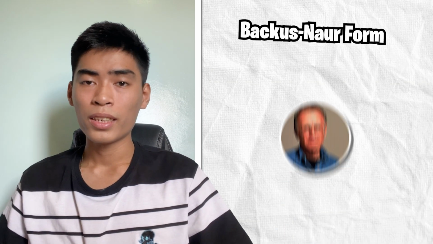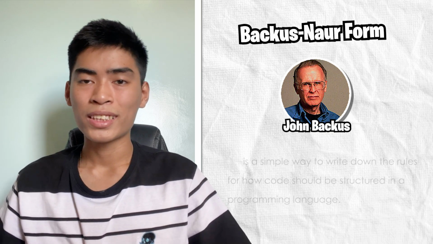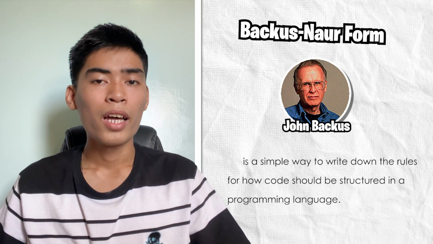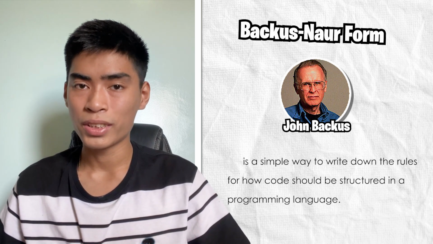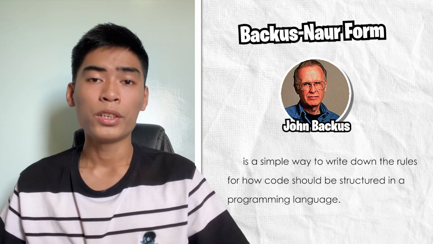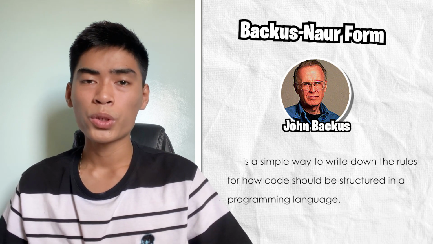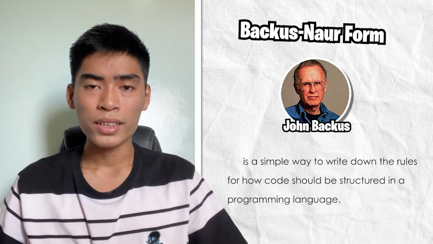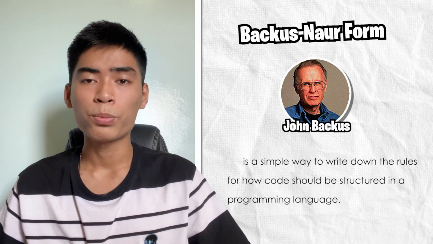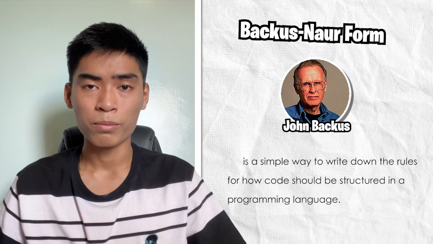Backus-Naur form, or BNF. It was invented by John Backus to describe the syntax of Algol 58. Now, BNF is a simple way to write down the rules of how code should be structured in a programming language. It uses symbols and rules to show which combinations of code elements are allowed. It's like a set of building blocks and instructions on how to put them together to create a program.